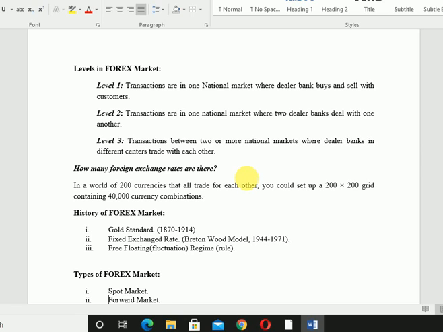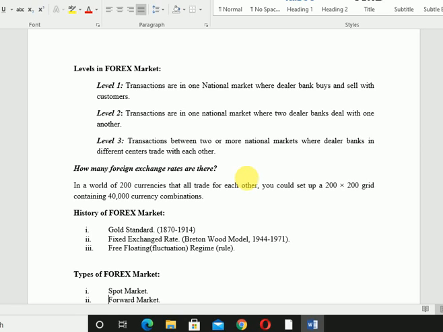Level 2 market transactions are in one national market where 2 dealer banks deal with one another. When banks trade with banks, the exchanging of currency takes place in the national market. So that type of forex market is called what? Level 2 forex market.